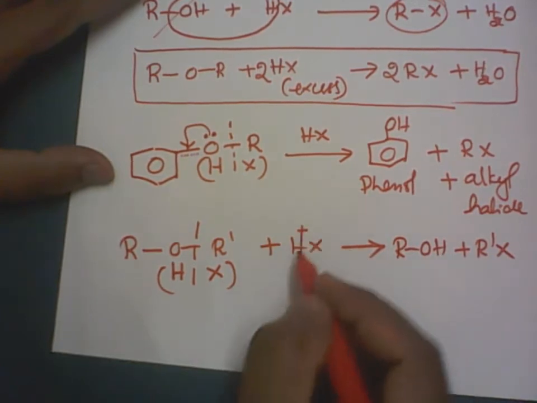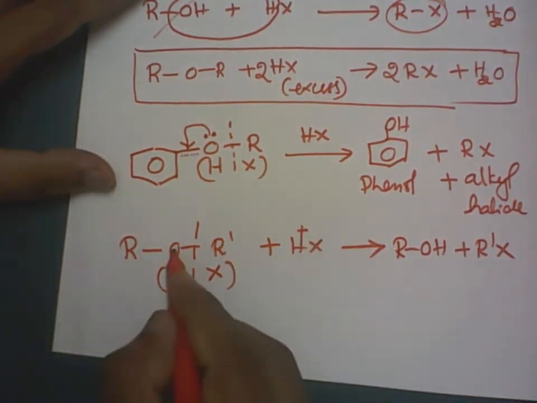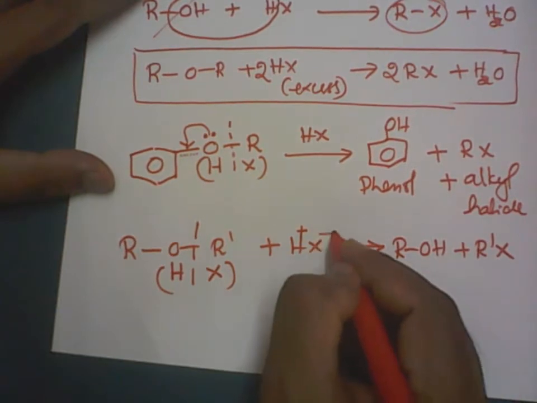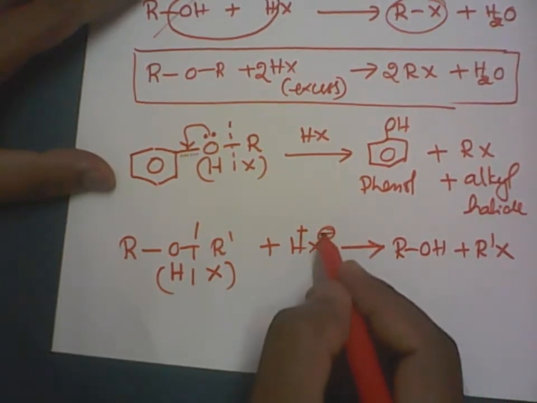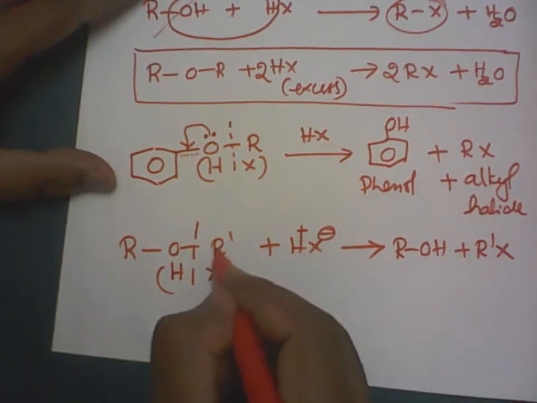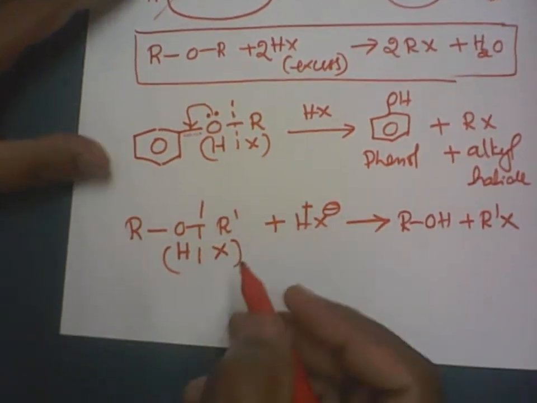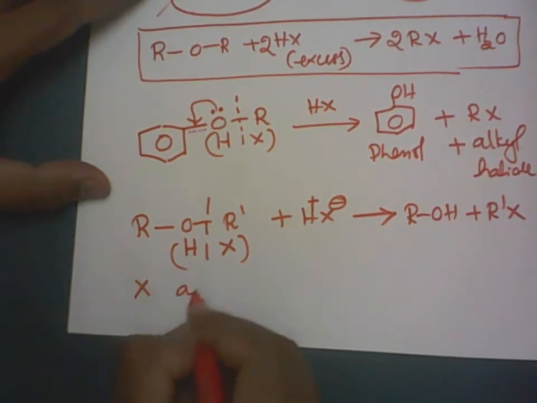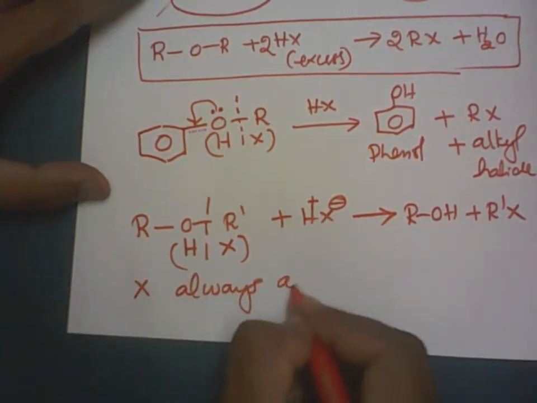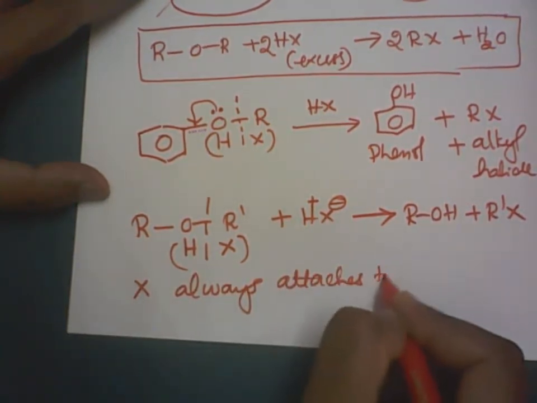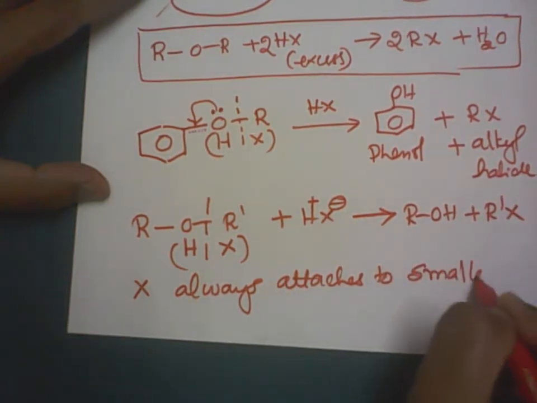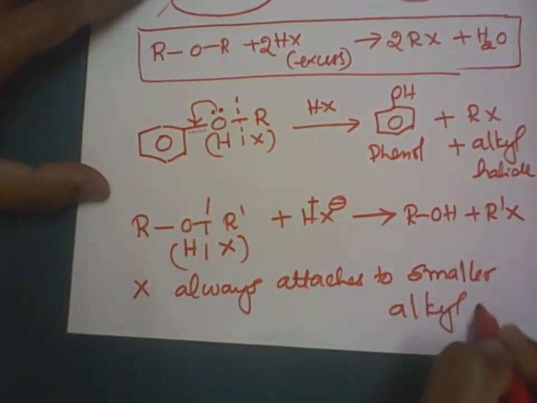Remember, H plus protonates oxygen and X minus is a nucleophile. Nucleophile generally attacks the smaller alkyl group. Assuming here R' is the smaller alkyl group, the halogen nucleophile should attack the smaller alkyl group. So remember, halogen X always attaches to the smaller alkyl group. Okay, this is the rule.